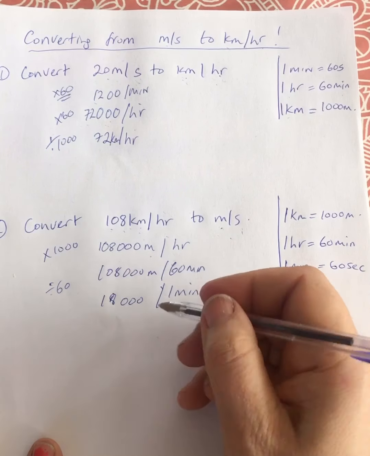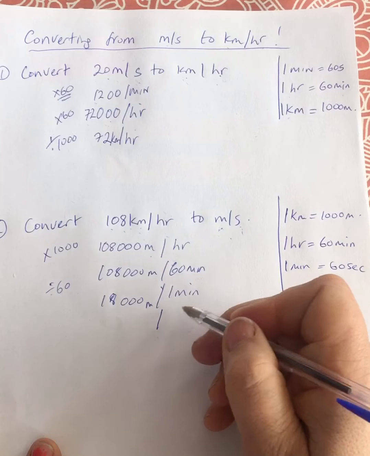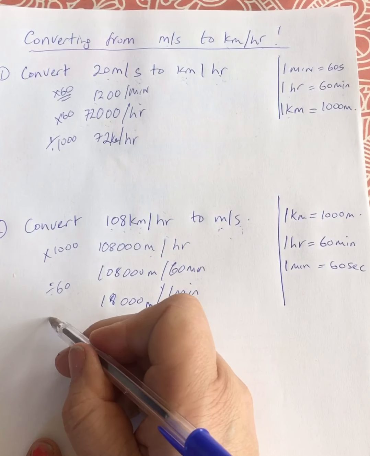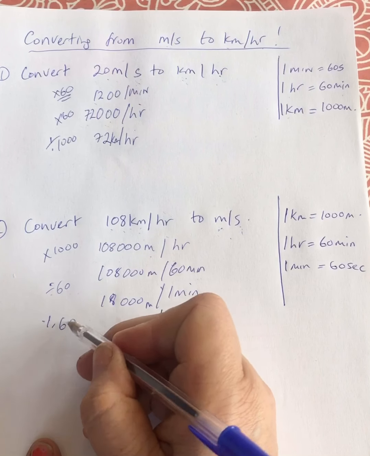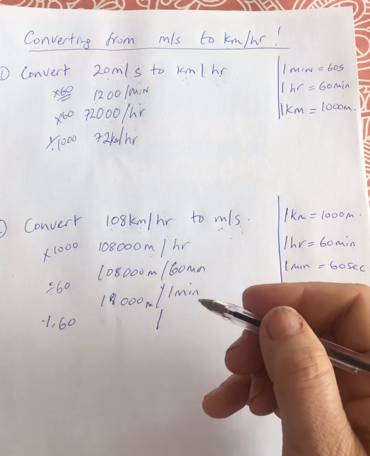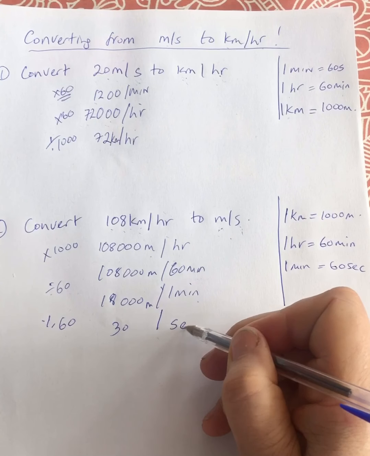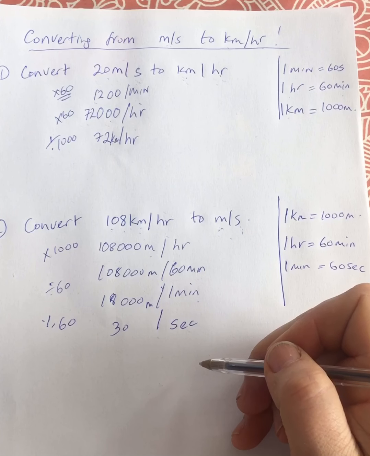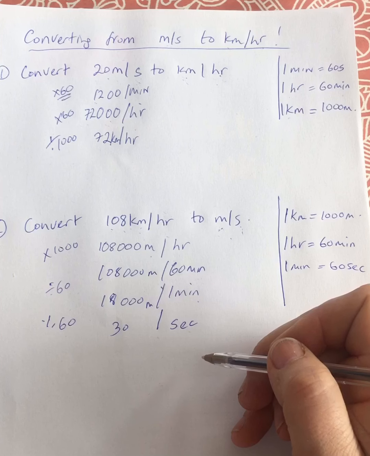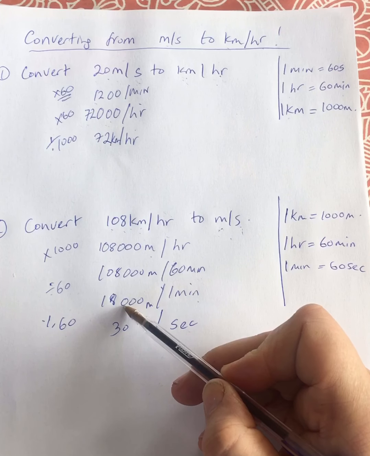So now I know how many meters I travel in 1 minute, but I'm asked to give my answer in meters per second. So I'm going to have to divide again, because there are 60 seconds in a minute. So divide again by 60. And when I divide again by 60, I'm going to get 30. And that's going to be my answer in meters per second. And that's it. I think I've made a mistake here. You can just check that figure there when I divide.